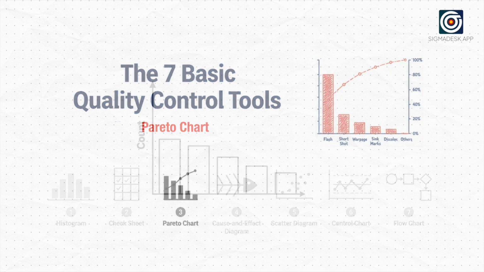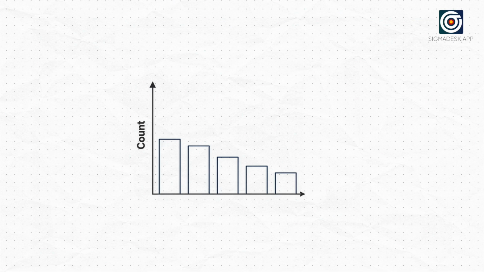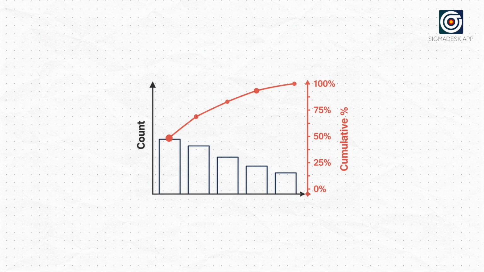A Pareto chart is a combined bar and line chart that ranks categories from highest to lowest frequency or impact. The bars show individual category counts. The line shows the running cumulative percentage as you move from left to right. Together, they make it visually obvious which few categories account for most of your problem.